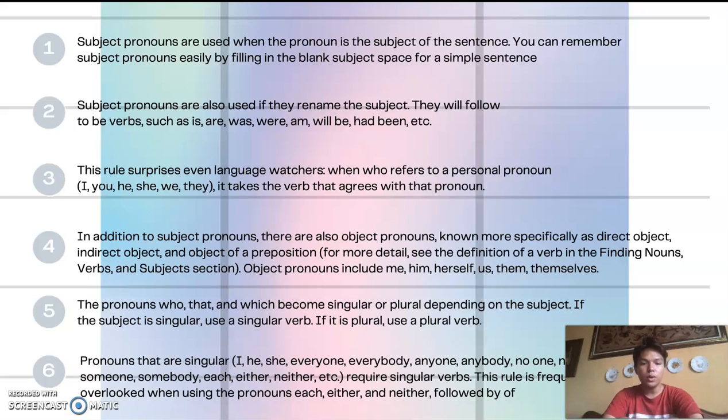The pronouns who, that, and which become singular or plural depending on the subject. If the subject is singular, use a singular verb. If it is plural, use a plural verb. Pronouns that are singular: I, he, she, everyone, everybody, either, neither, and etc. Singular verbs. This rule is frequently overlooked when using the pronouns each, either, and neither followed by of.